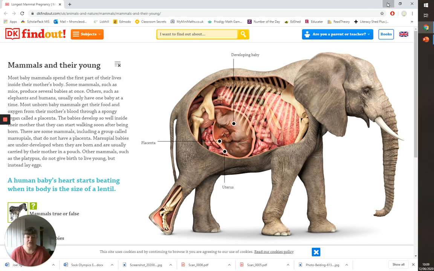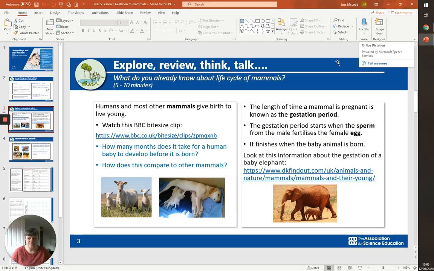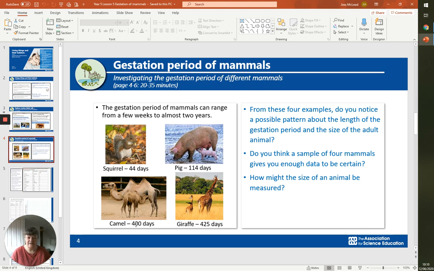Okay, so we're going to move on a little bit. You remember on that film it said a dog is 2 months, a human is 9 months and an elephant is 21 months, and I might be starting to think there might be a bit of a pattern there. I'm going to show you these pictures and think, what might the pattern be? The gestation period for a squirrel is 44 days. That's not very long, that's just over a month, isn't it? 30 days in many months. Pig, 114 days. Camel, 400 days. Giraffe, 425 days.